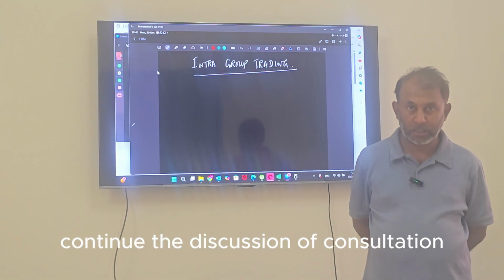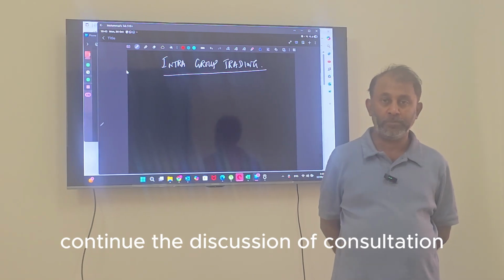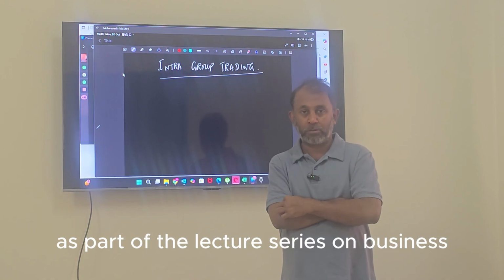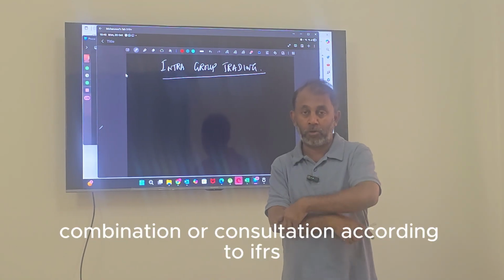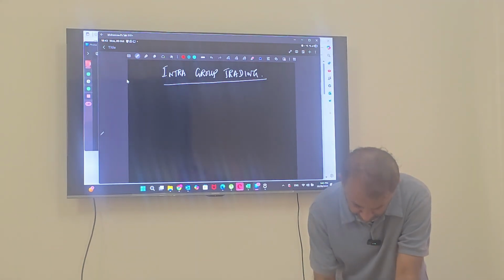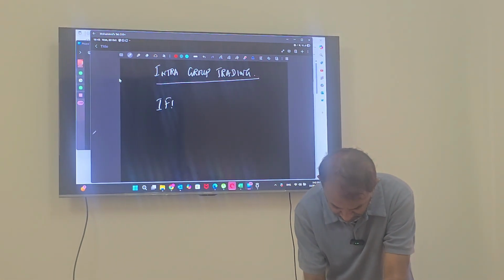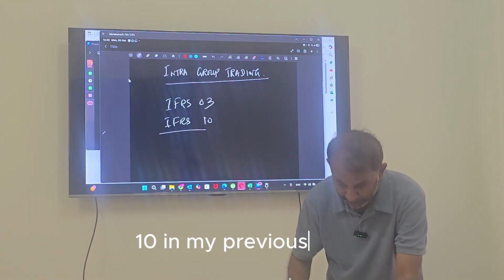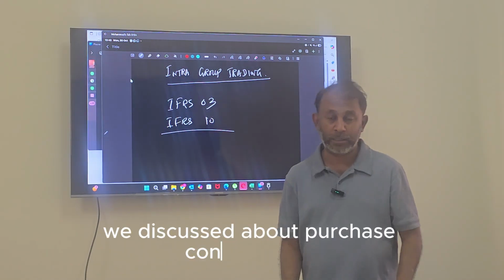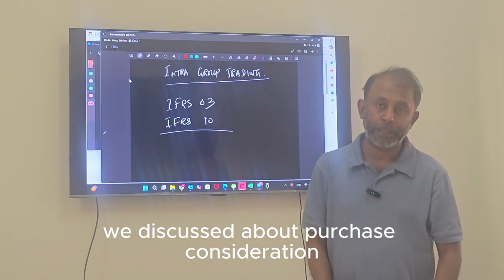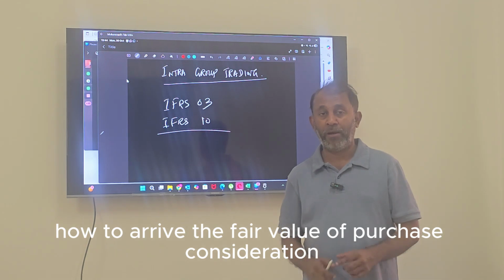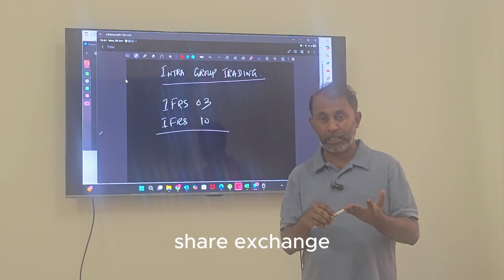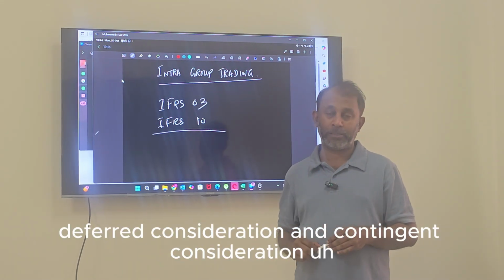We'll continue the discussion of consolidation as part of the lecture series on business combination or consolidation according to IFRS 3 and IFRS 10. In my previous video, we discussed purchase consideration, how to arrive at the fair value of purchase consideration. We discussed four methods: upfront cash payment, share exchange, deferred consideration, and contingent consideration.